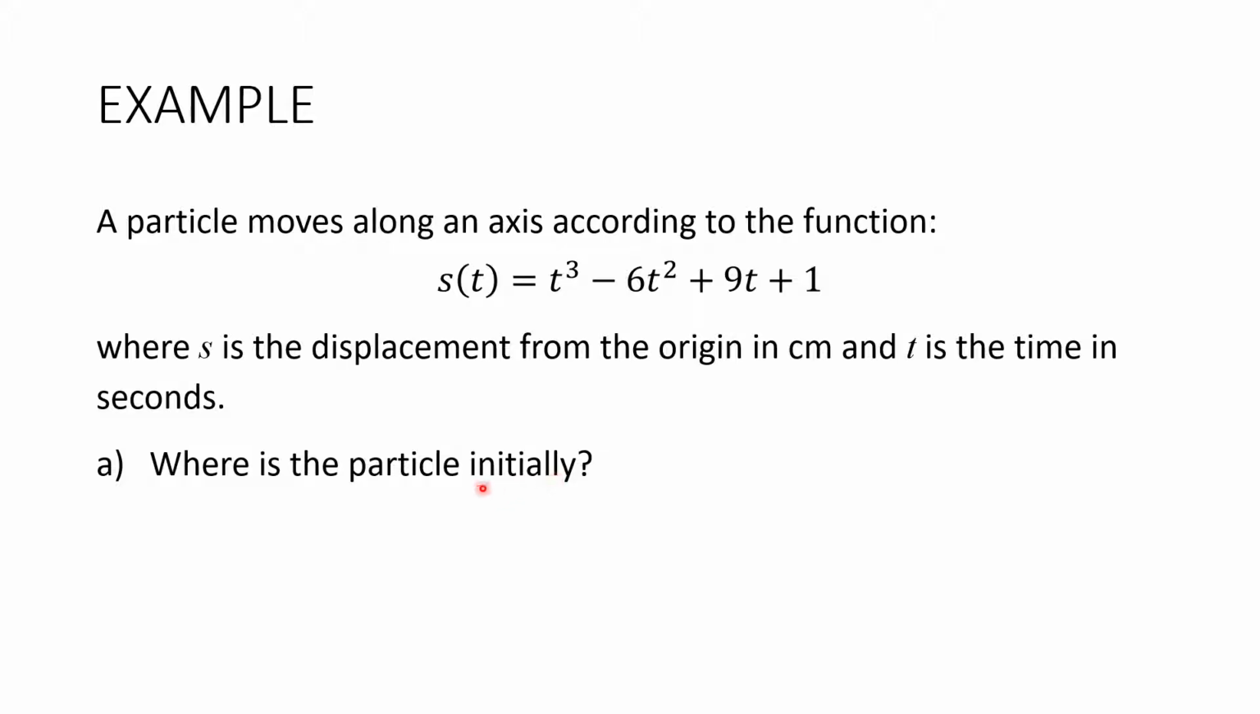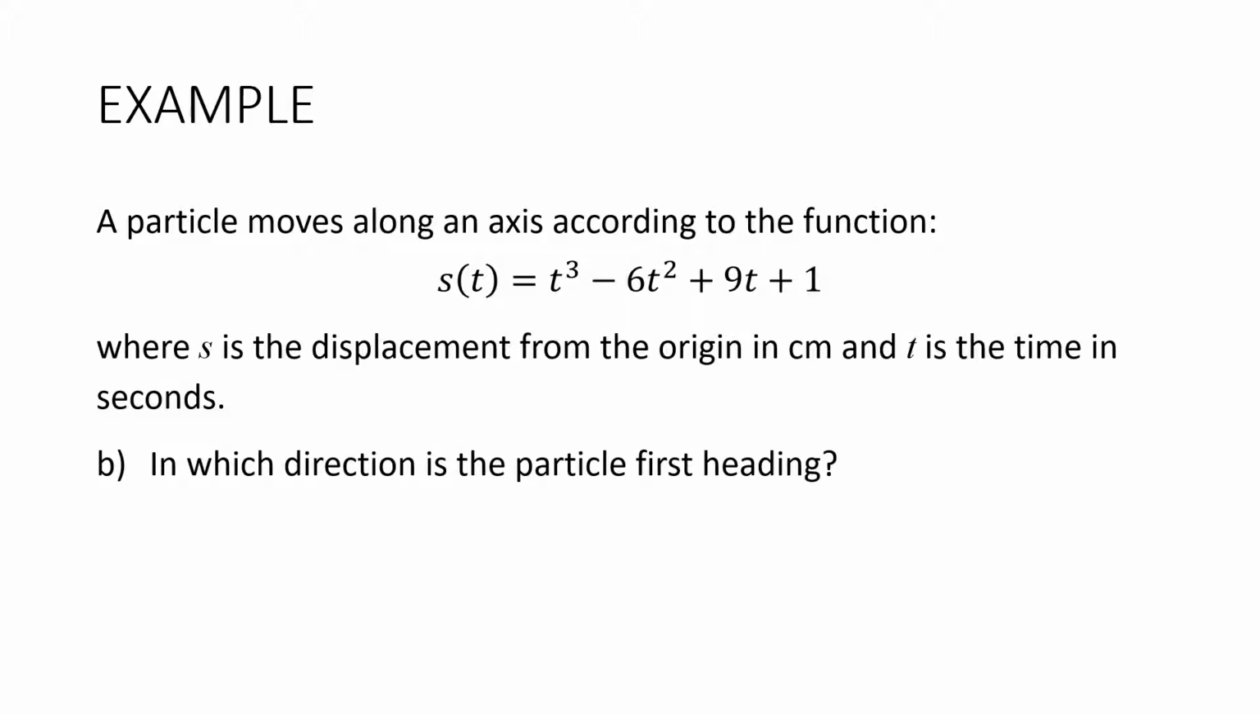So initial time usually starts in these experiments from 0. All we've got to do is put 0 in here. So 0, 0, 0 is going to be 1. So S of 0 is equal to 1 centimetre. That's 1 centimetre to the right of the origin.